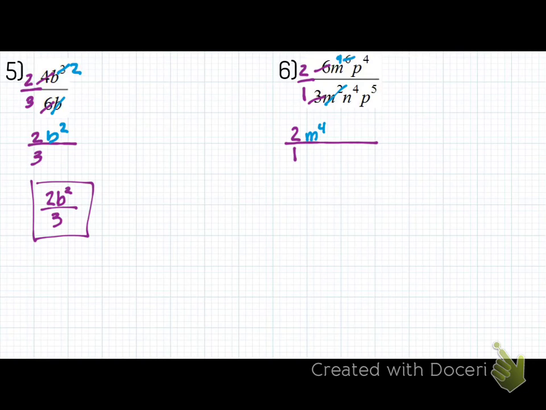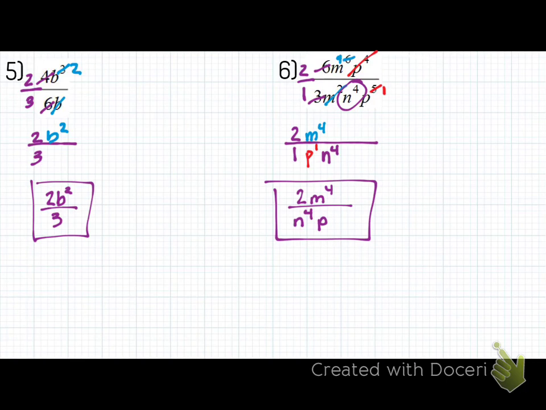Then I got n's. There aren't any n's in the numerator, but in the denominator I get an n to the 4th. I can't really do anything with that, so it's just left there. So I'm just going to bring it down. N to the 4th in the denominator. And then the p's, I got p to the 4th in the numerator, p to the 5th in the denominator. I'm going to take 1 down. And then I'm going to write it down in alphabetical order. And then I'm done.